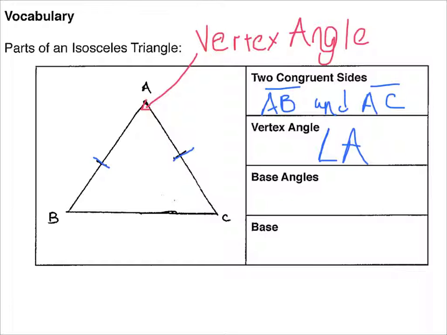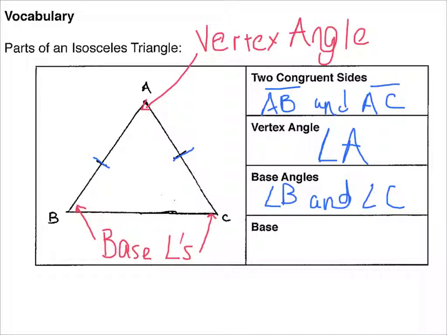The other two angles that aren't vertex angles are known as the base angles. They make up the base of the triangle. So if I can switch back to blue, the base angles are angle B and angle C. Please notice how I labeled the base angles, B and C, with red. So again, the vertex angle is where the equal sides meet, and the other two angles are the base angles, labeled here, angles B and C.